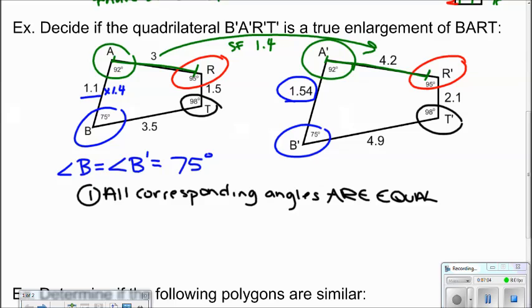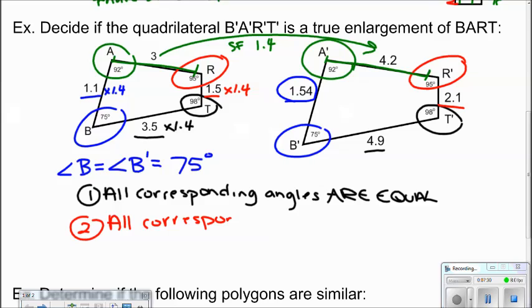So 1.1, we should also be able to times that by 1.4 and get our enlarged side length, and it works. 3.5 times 1.4 gives us 4.9, so the B to T side length works. And then lastly, 1.5 times 1.4 gives us 2.1. And so all side lengths have the same scale factor.